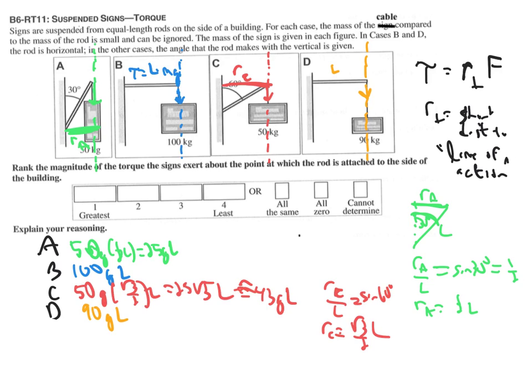And now it becomes easy to just read off our answers. Our largest is B. And then the next largest is D. And then the next largest is C. And finally, A. And that ends up being the ranking that we're looking for.